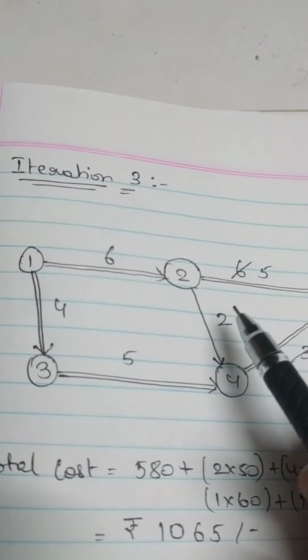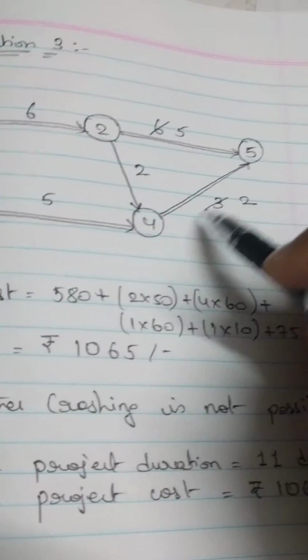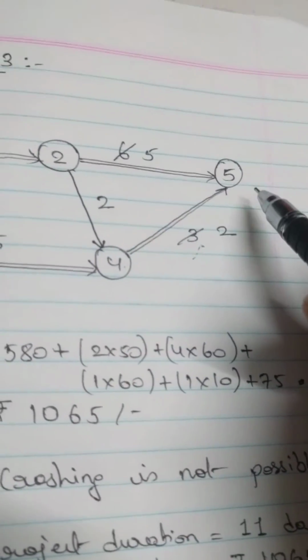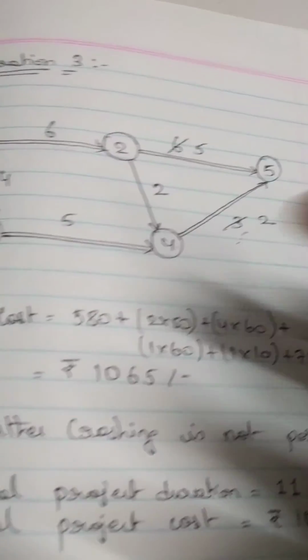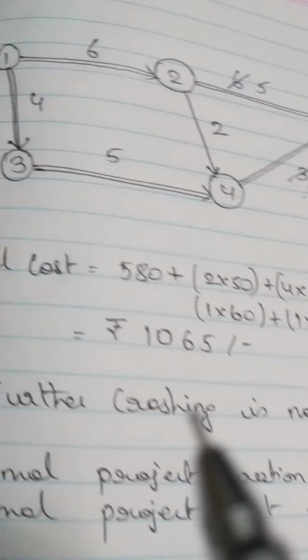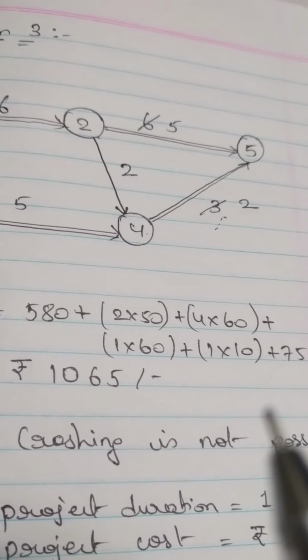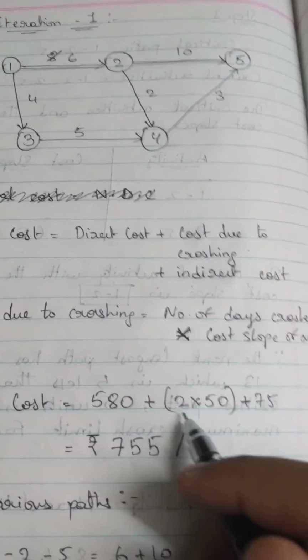So in the third iteration, from the first critical path, we have removed 1 unit from activity 2 to 5. And from the second critical path, we have removed 1 unit from activity 4 to 5. Okay, so now activity 2 to 5 has the duration of 5 units and activity 4 to 5 has a duration of 2 units. So now the total cost once again is going to be the direct cost, 580 rupees plus 2 into 50, which was our initial, if you remember right here. Right here you had 2 into 50, right? That was the number of units that we had crashed into the cost slope of 1 to 2.